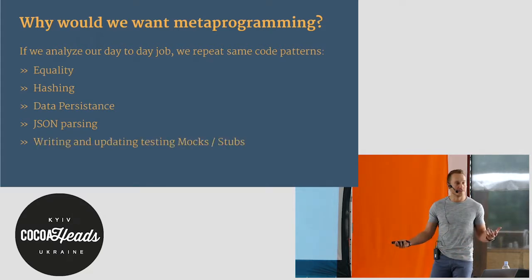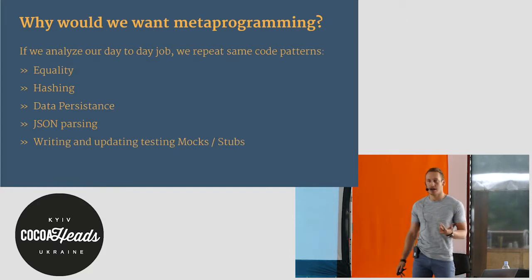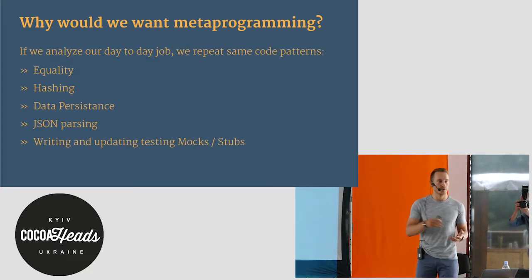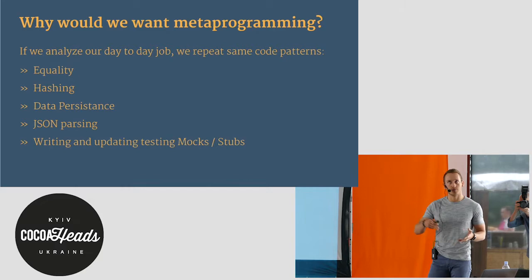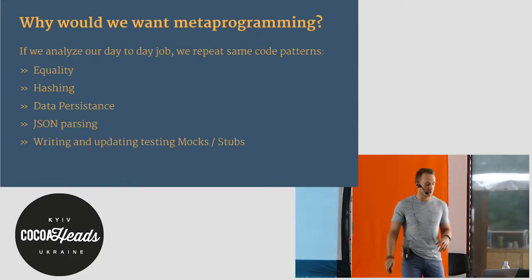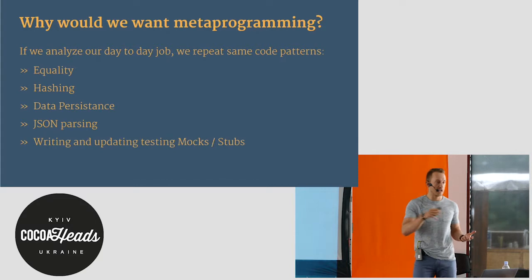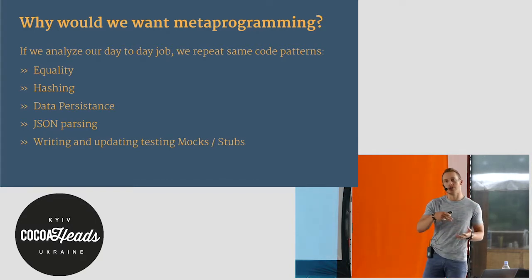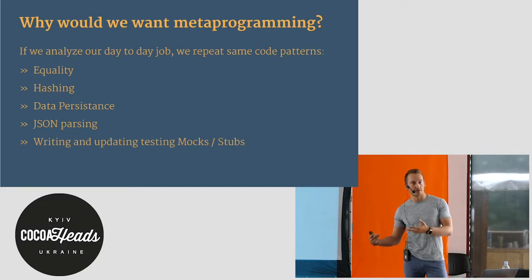Writing and updating testing mocks and stubs. In Objective-C, we had runtime, so we were able to use things like OCMockito and other libraries that would just use runtime to fake implementation of specific protocols, specific objects, but now we have to create our own by hand. So we need to use a lot of protocols. We need to implement those protocols as stubs and tests so we can simulate different scenarios.